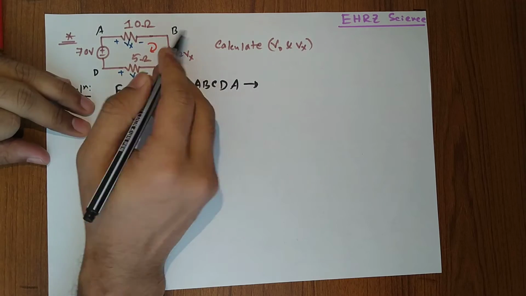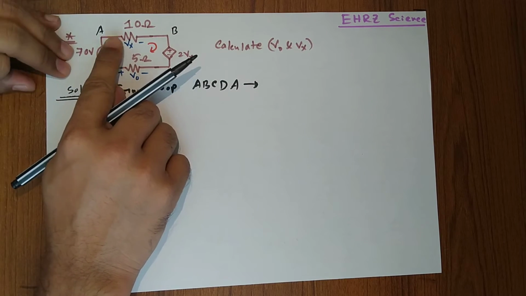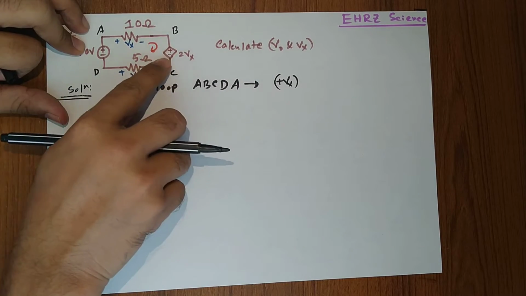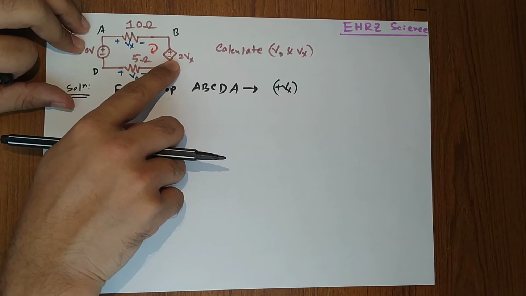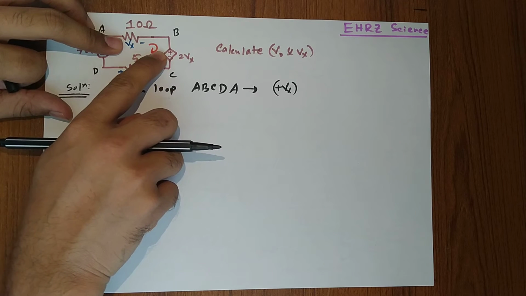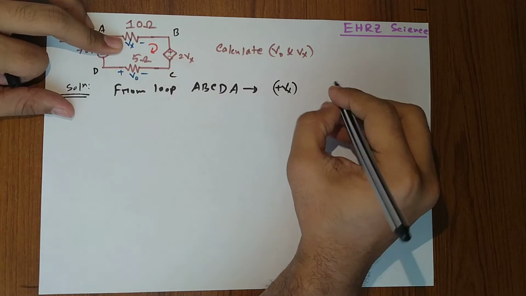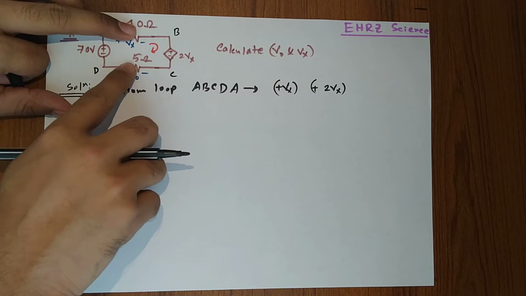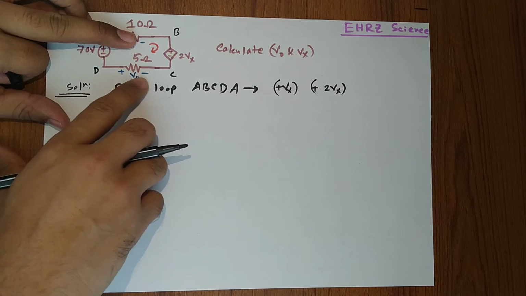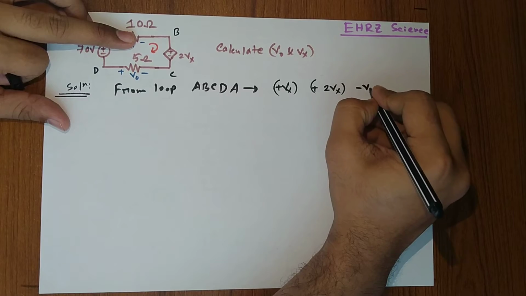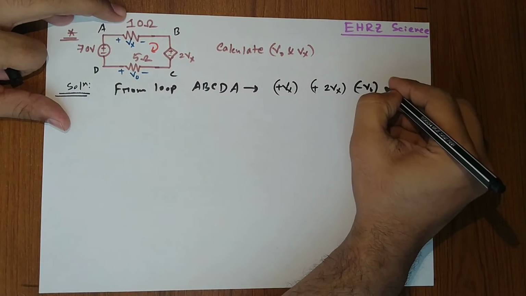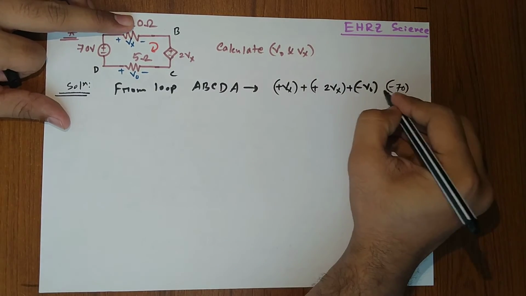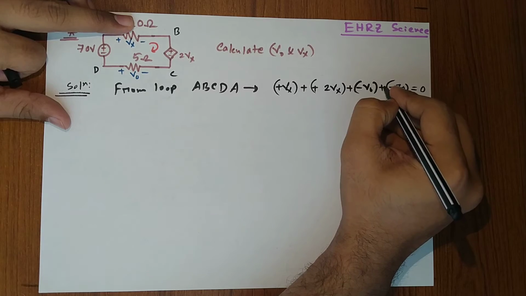So from A to B, what is the voltage drop here? Vx, and the polarity we are entering first is positive, so this is positive Vx. And from B to C, the voltage source is twice Vx and the polarity we are entering first is positive, so this is positive 2Vx. In V0 we are entering the negative polarity first, so this is minus V0. This is minus 70 and the total algebraic sum is equal to 0.